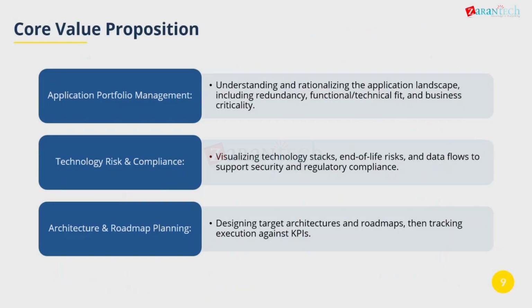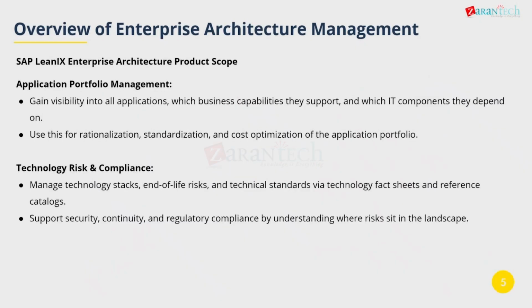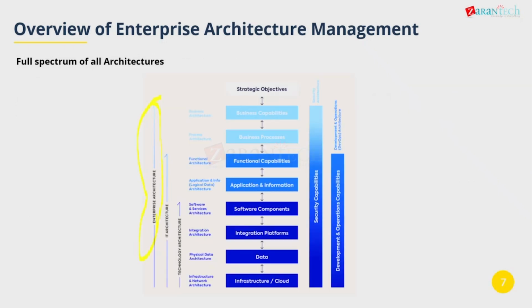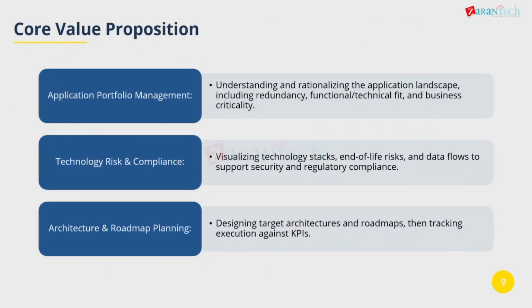So the core value proposition of an EA. Okay, I think we had a short discussion on this before, if you remember: application portfolio management, technology risk and compliance, and architecture and roadmap planning. So the same thing is here. These are the 3 core value propositions for an EA. That is APM, what we call it, application portfolio management. So remember this term APM. Okay, APM is the industry-wide known term for application portfolio management. It is a service, or the key responsibility of an EA that APM is associated with.